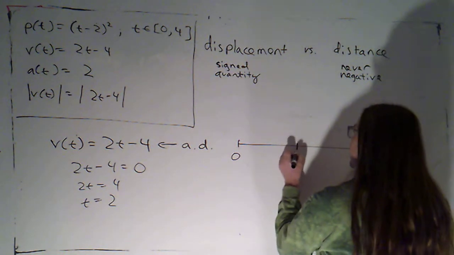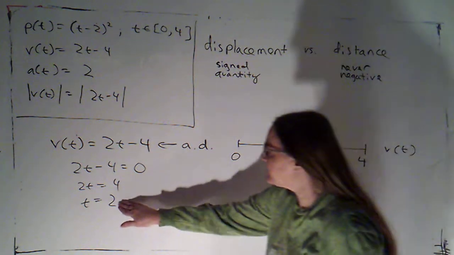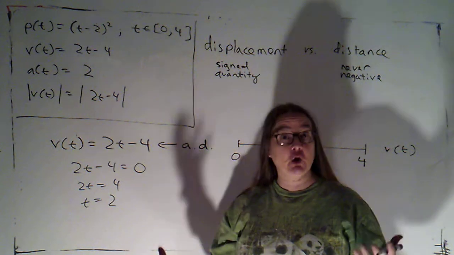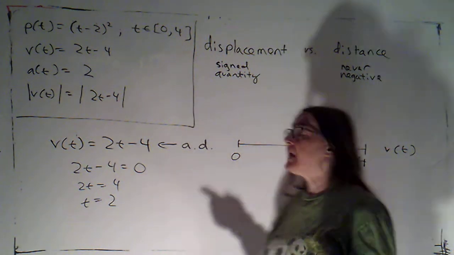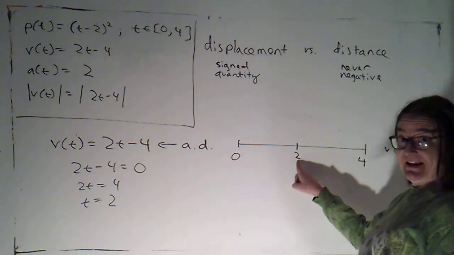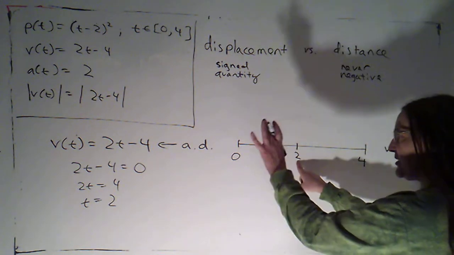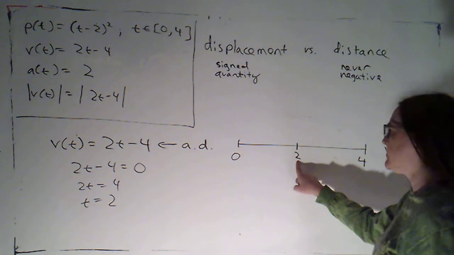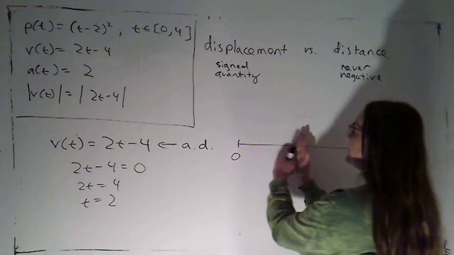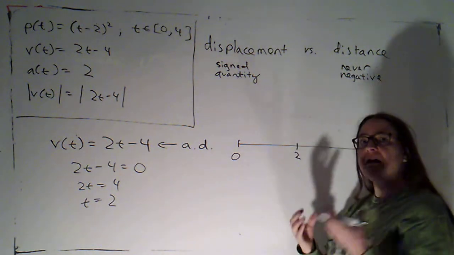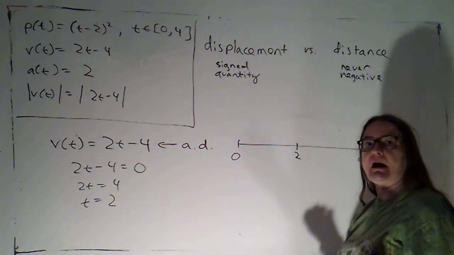It might change at 2. The fact that it's 0 at 2 doesn't guarantee that it changes sign there, but it could, so I'm going to check. That's the only place that this could possibly change sign, because it's always defined and it's only 0 at time 2. So what that tells me is that over the time interval from 0 to 2, over that first 2 seconds, the velocity has a consistent sign.